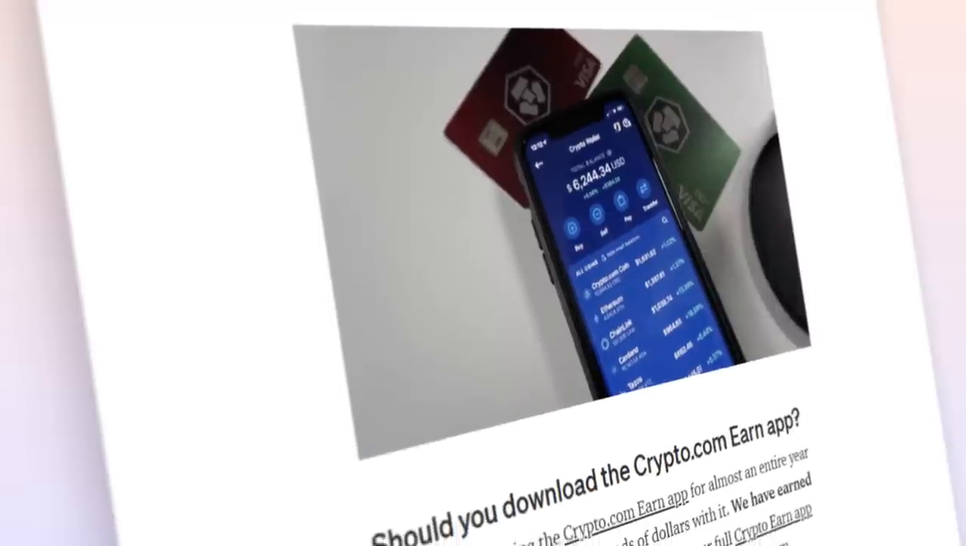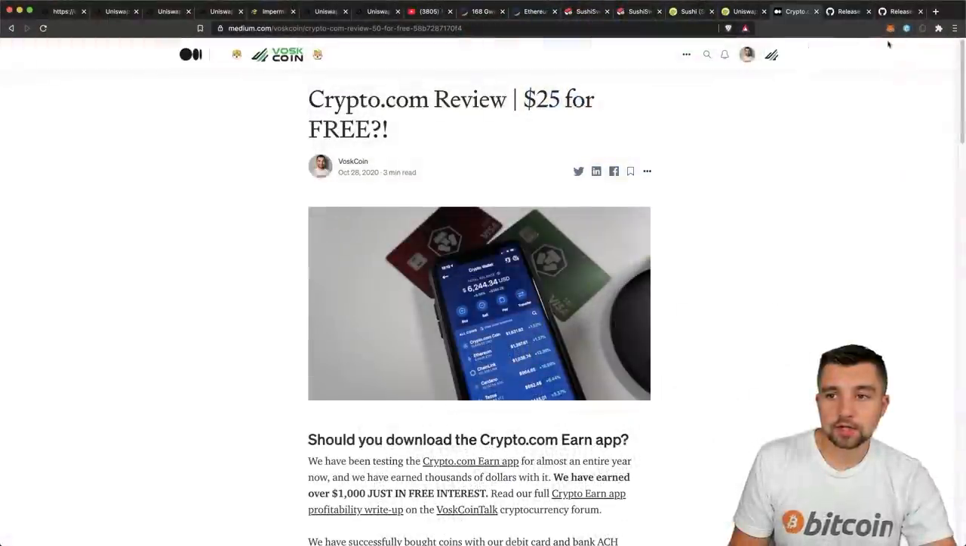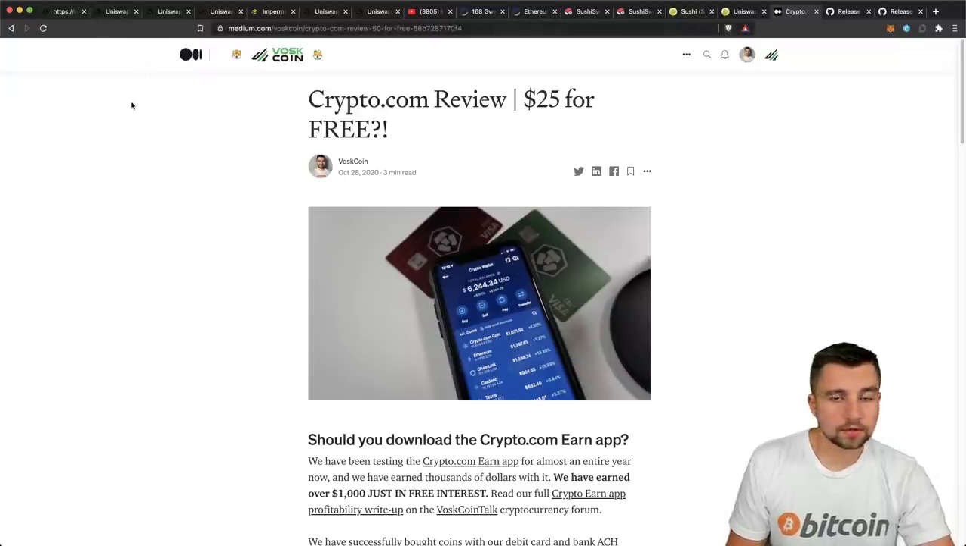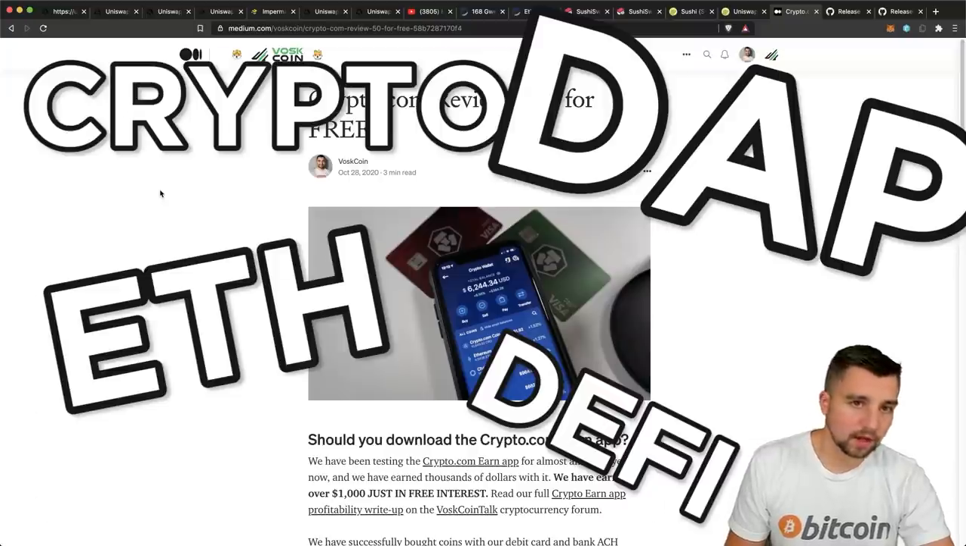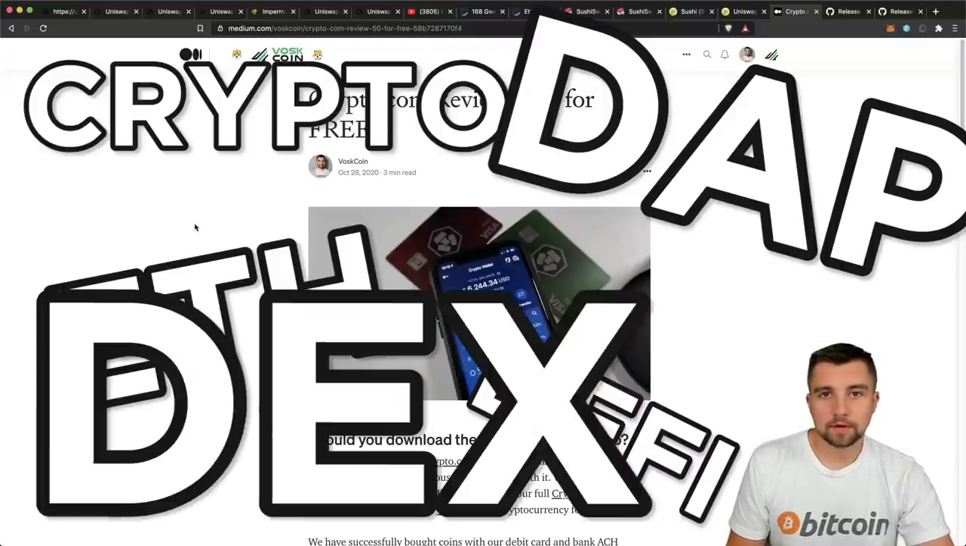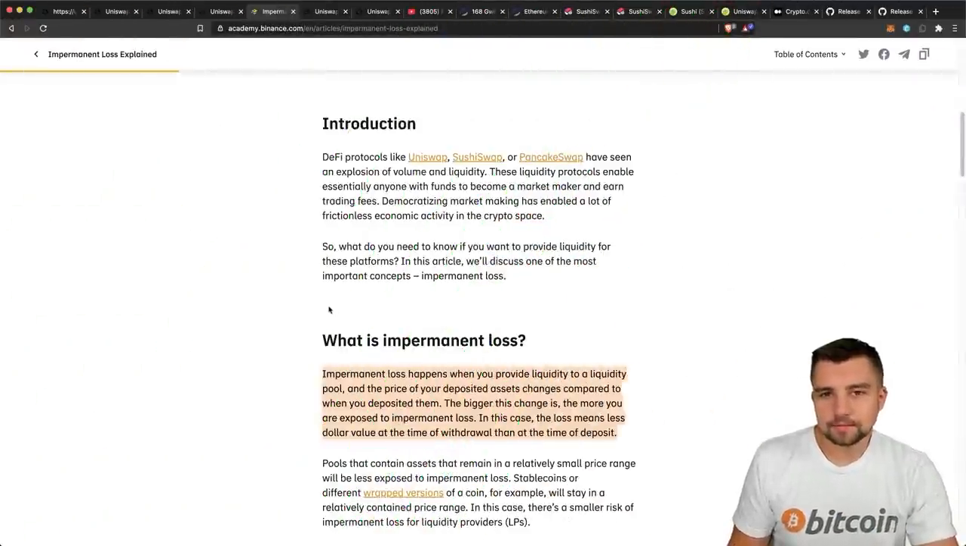You can just use their app. It's completely free. You can buy into Ethereum and transfer it out to your MetaMask wallet, and then you can start participating with all this crazy crypto, DeFi, Ethereum, DApp, DEX. The acronyms go on, my friends. Here's an important thing that you want to know.